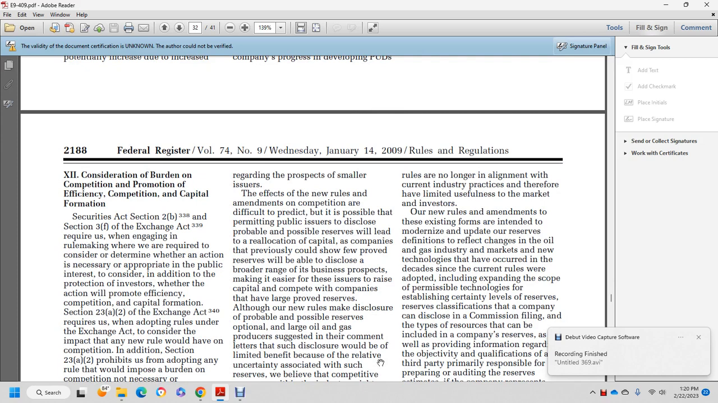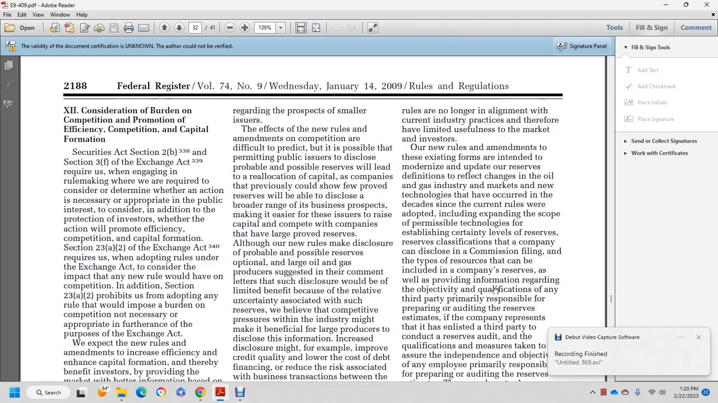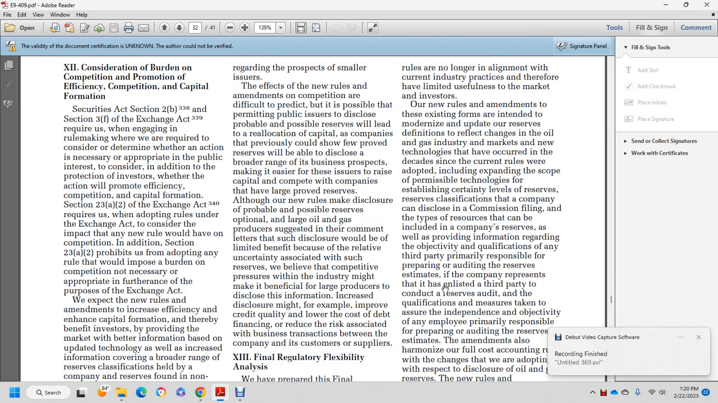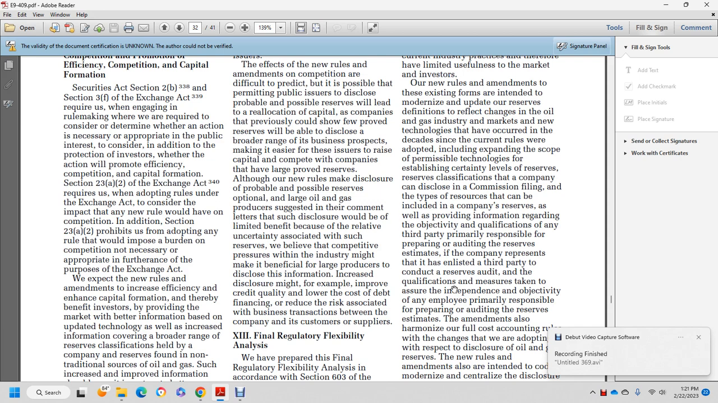The new rules and amendments to existing forms are intended to update the reserve definitions and reflect changes in the oil and gas industry and markets. New technologies that have emerged over the decade are accommodated within the adopted rules, including expanding the scope of permissible technology and establishing certain levels of reserve classification. The amendments also require companies to provide information regarding the qualifications of any third party primarily responsible for preparing or auditing the reserve estimates, or of the company representative who oversees a third party, to ensure the independence and objectivity of any employee primarily responsible for preparing or auditing reserve estimates.